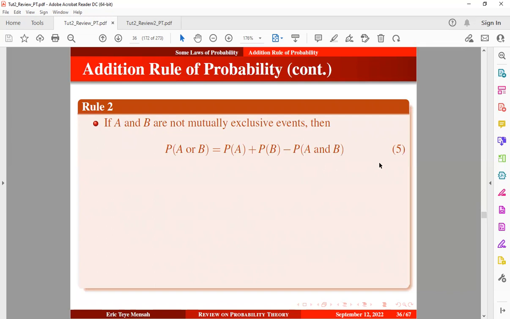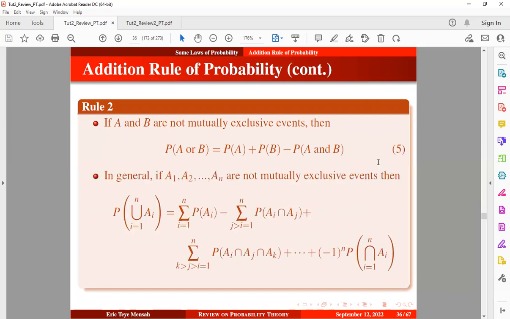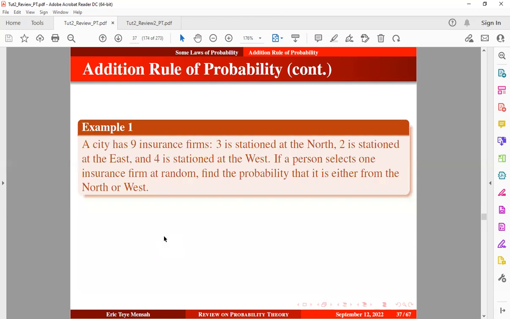Now, in general, if we have a sequence of finite events and they are not mutually exclusive, then we can express it as defined in the equation below. There's a proof to this, but I'm going to skip it. All right, so now let's quickly take an example.